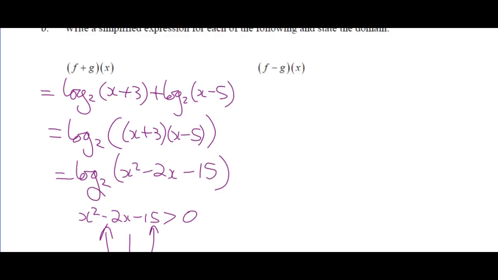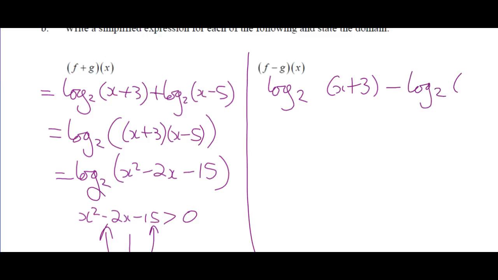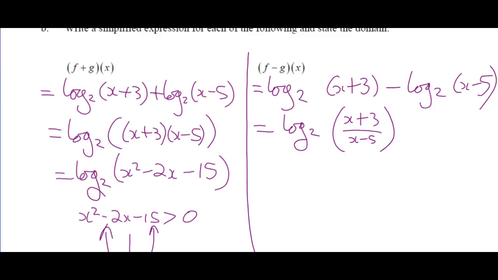F of x minus g of x. So, okay, what's that? Log base 2 of x plus 3 minus log base 2 of x minus 5. What do we do with that? So log base 2 of this. That's simplifying? Not really. What do we know about x minus 5? So x minus 5 can't be 0, right? So x can't be 5.